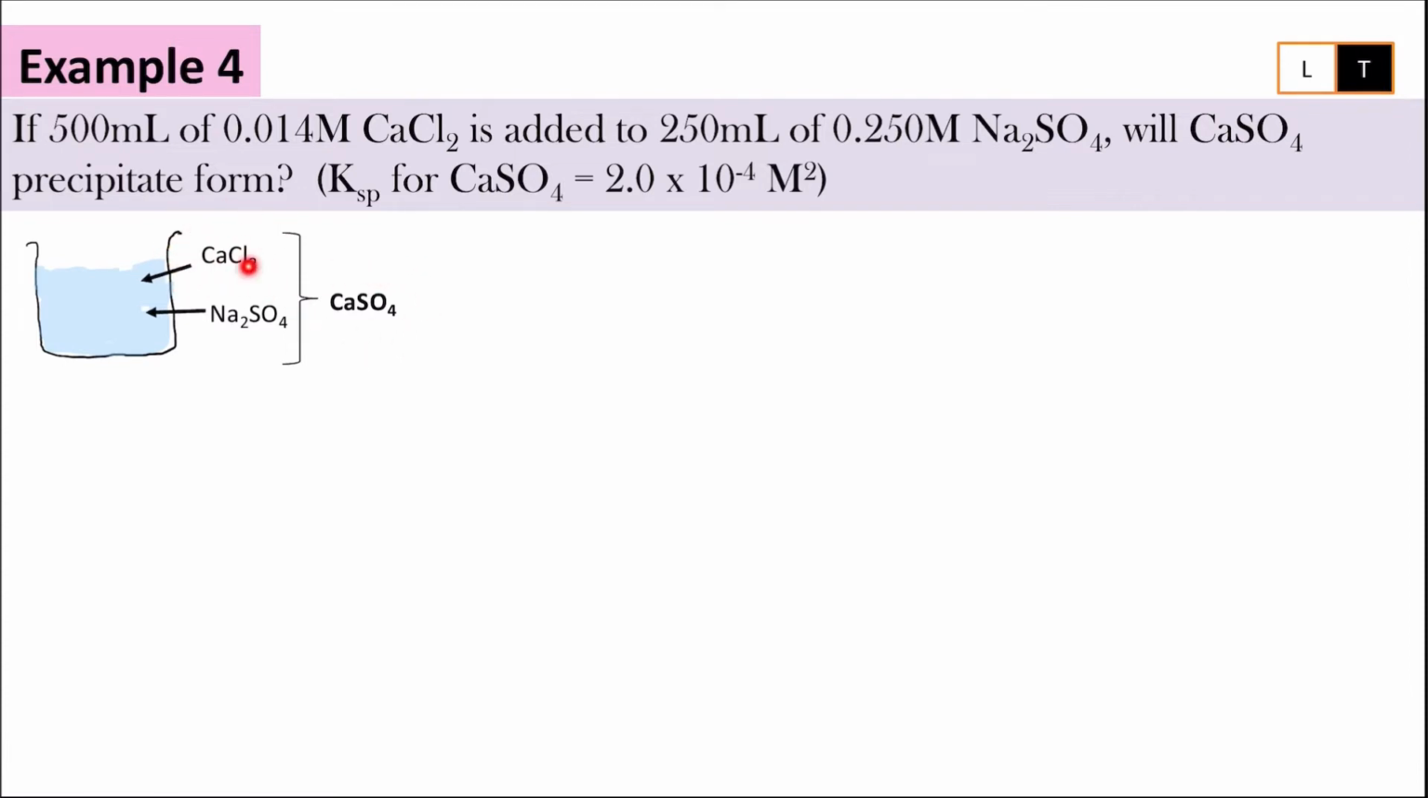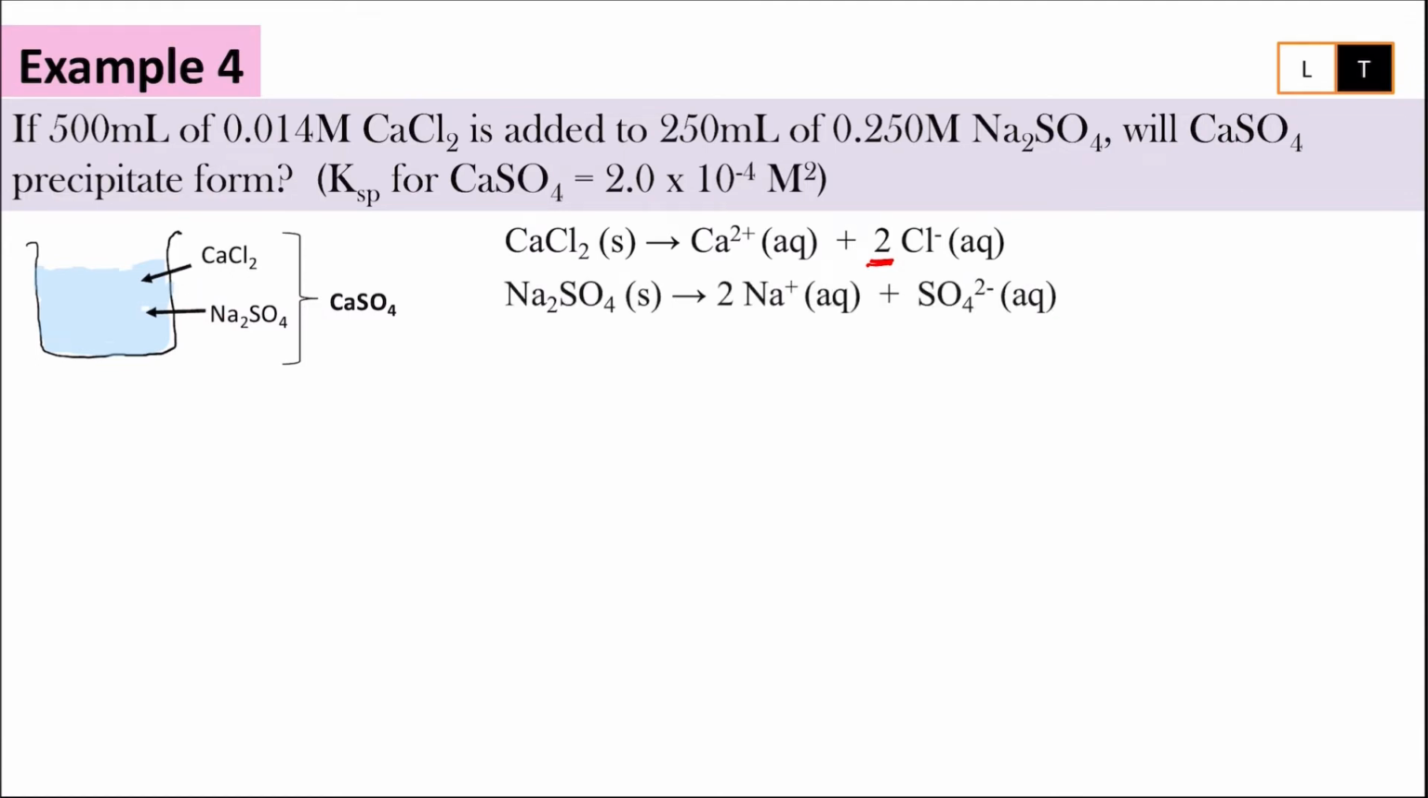Spesies yang pertama adalah CaCl2. Kita akan dissociate ion dalam CaCl2. Awak akan dapat Ca2+ with Cl-. Jangan lupa letak 2 dekat depan untuk balance the equation. Seterusnya, kita dissociate ion dalam Na2SO4. You will have 2Na+ dan juga SO4 2-. Phase tolong jangan lupa, dan CaCl2 dan juga Na2SO4 ini adalah dalam solid phase.